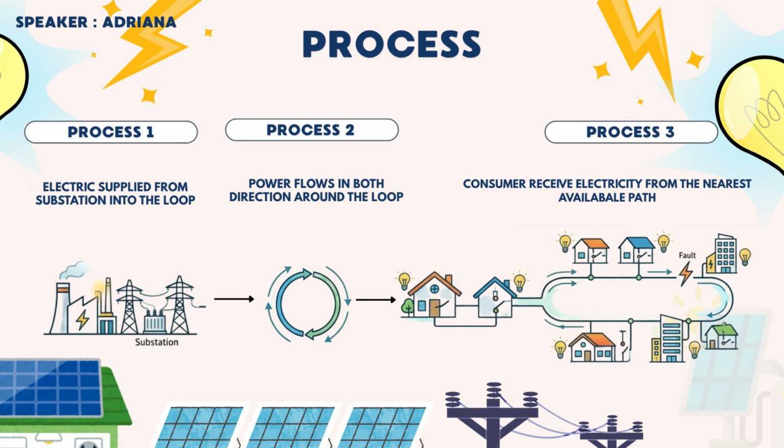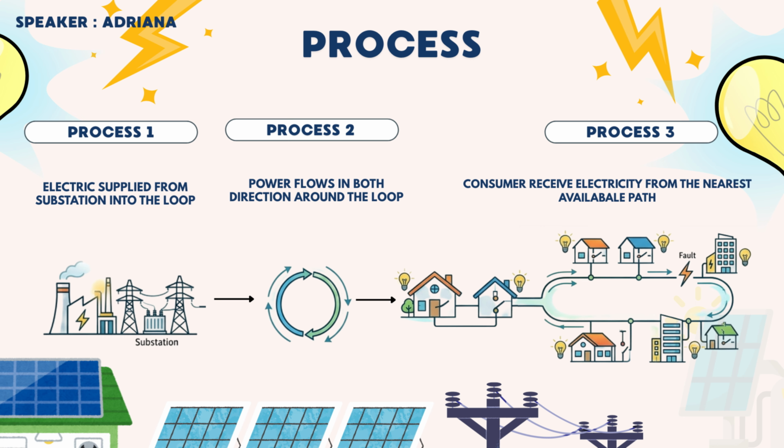Next, let's move on to the process of the loop system and how electricity is distributed through the network. First, electricity is supplied from the substation into the loop system. The electrical power enters the distribution cables and forms a closed loop connection. Second, power flows in both directions around the loop. This helps to ensure a stable and continuous electricity supply to consumers.